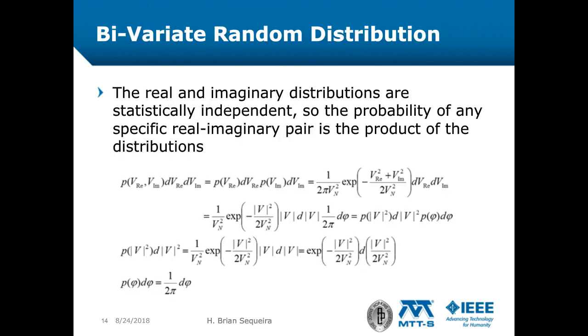The statistical independence of the real and imaginary distributions means that the PDF of any real imaginary pair is a product of the separate distributions. We convert the probability density functions from rectangular to polar format and see that the transformed probability density is expressed as a product of separate densities for magnitude v squared and phi, thus indicating the statistical independence of the magnitude and phase distributions. The distribution for magnitude v squared is exponential, whereas the distribution for phi is uniform.